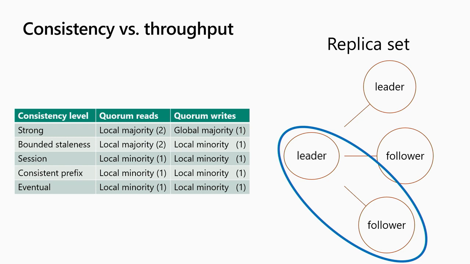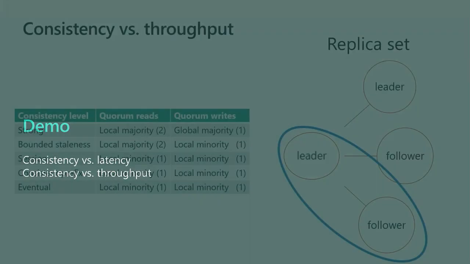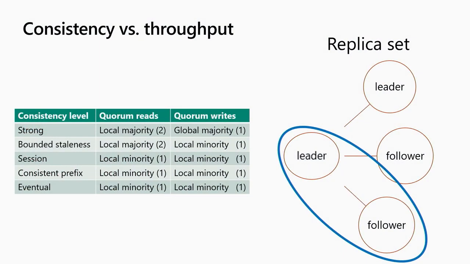So with quorum writes, for anything but strong, you're going to write to 2 of those, a local minority within the replica set. On reads, for strong and bounded staleness, I missed my animation here. Local majority, you're going to read from 3 of those, right? It has to be a majority of the replicas within the set. And then for relaxed levels of consistency, so session, consistent prefix, and eventual, you're just going to read from a single replica.